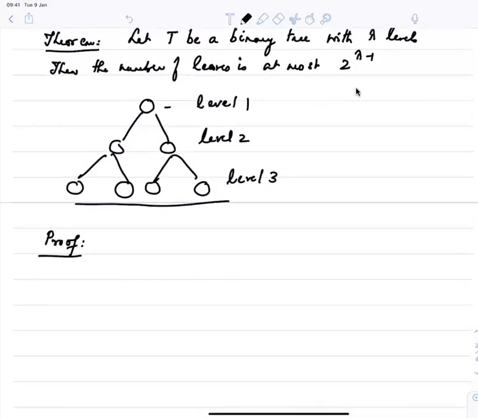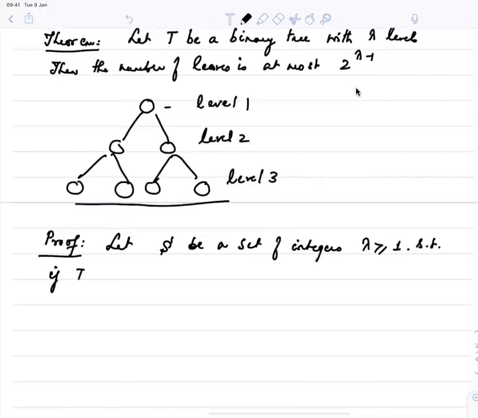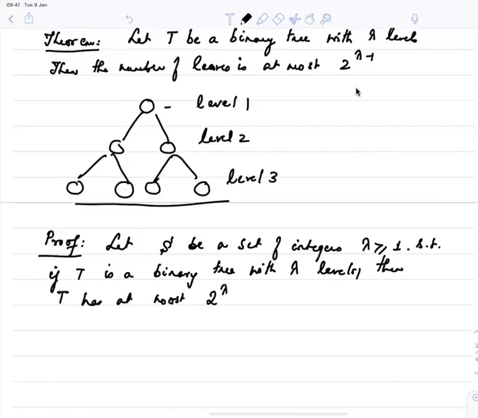And here again, we will assume that it is true for all lambdas. Let S be a set of integers lambda greater than or equal to 1, such that if T is a binary tree with lambda levels, then T has at most 2 to the lambda minus 1 leaf nodes. That is what we want to prove. Okay.